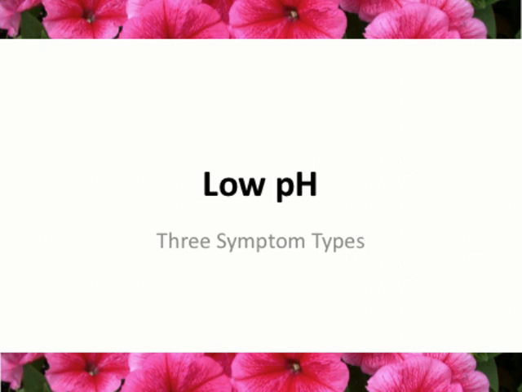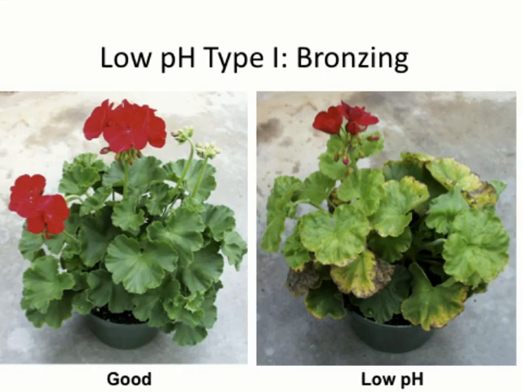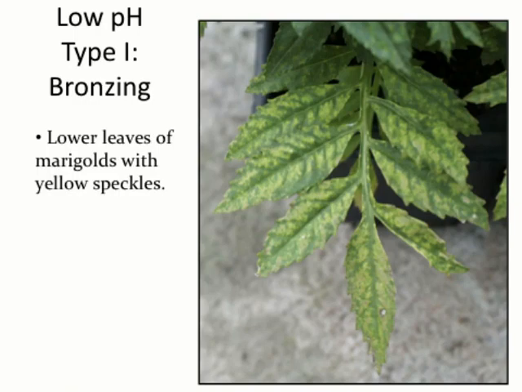At the opposite end of the spectrum are low pH problems. They generally follow one of three patterns. The first type of symptom is bronzing or yellowing of the lower foliage, as seen on the geranium plant at the right. Over time, necrotic patches also develop. Marigolds are also a common plant in which bronzing is observed if the pH is too low.